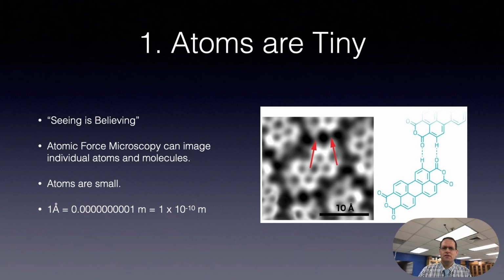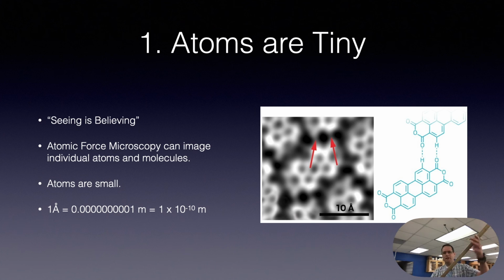So, we have this expression, seeing is believing. Well, how do you believe there's an atom if you can't see it? Well, we have techniques nowadays of atomic force microscopy, which can actually image down to individual atoms and molecules. Atoms indeed are extremely small. This scale here shows little features with the red arrows. And there's a scale bar there, 10 angstroms, okay? So that whole molecule in blue, and there's a little AFM image to the left, is 10 angstroms, okay? And an angstrom is 10 to the minus 10th meters, okay?